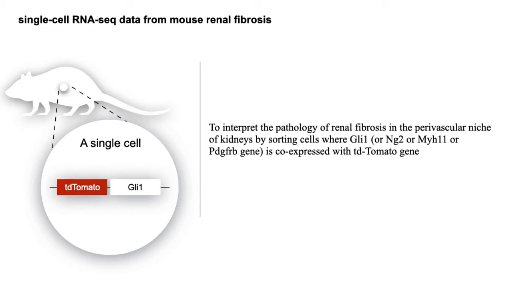co-expressed with tdTomato gene, because those four genes have been known to be expressed around the perivascular niche. So the biologists sort such cells with the expression of tdTomato.